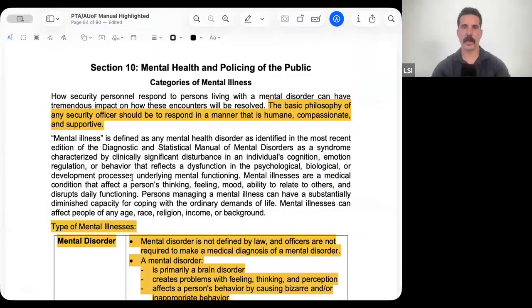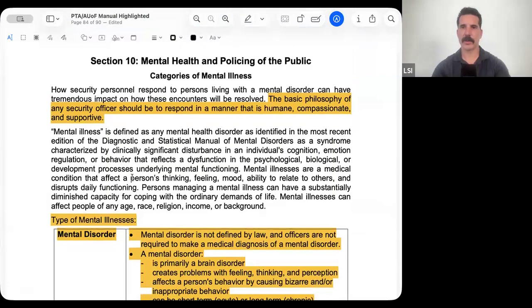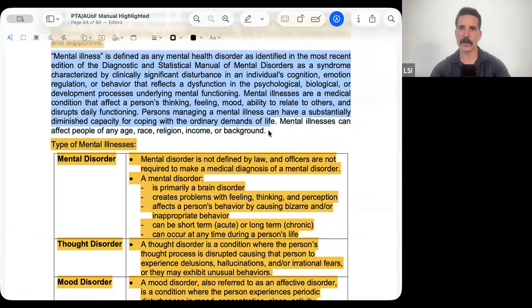And then we will reconvene on page 84, section 10, mental health and policing of the public, categories of mental health. The first paragraph says how security personnel respond to persons living with a mental disorder can have tremendous impact on how these encounters will be resolved. Now we're going to highlight the last sentence of that first paragraph, where it says the basic philosophy of any security officer should be to respond in a manner that is humane, compassionate, and supportive. Highlight that. And it continues.